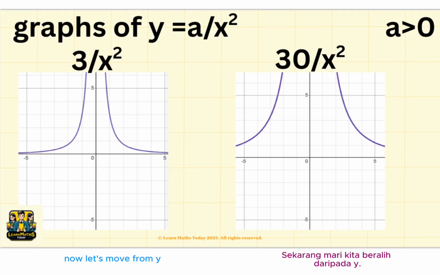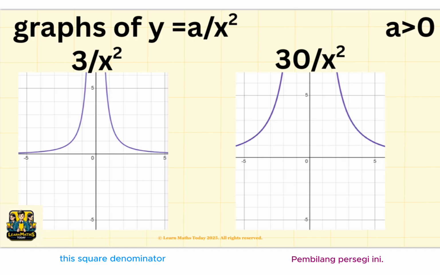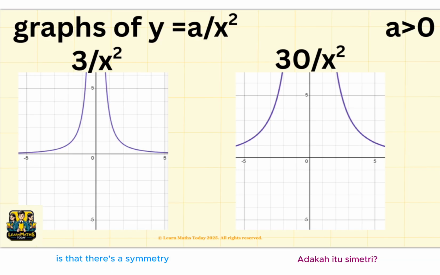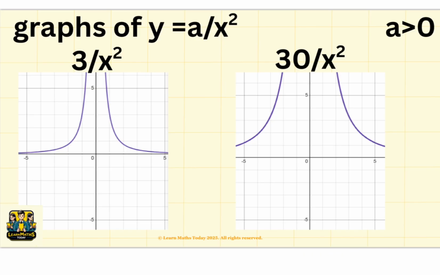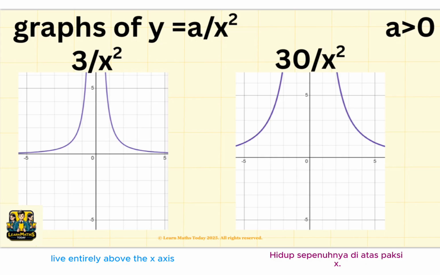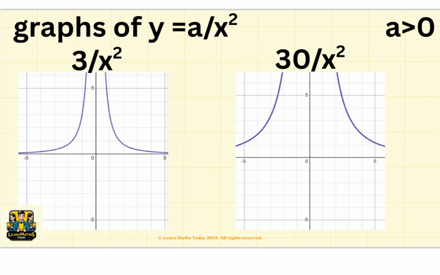Now let's move from y equal to a over x to y equal to a over x squared. This squared denominator creates completely different behavior. The first thing that you might notice is the symmetry. Unlike y equal to a over x, which has branches in opposite quadrants, both branches of y equal to a over x squared live entirely above the x-axis when a is more than 0. This creates a U-shaped pattern that is symmetrical about the y-axis.